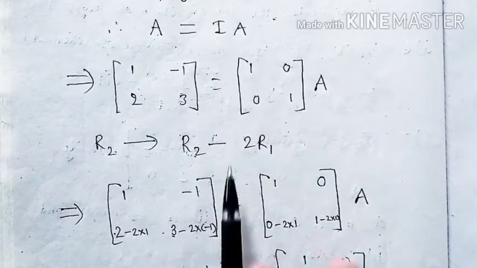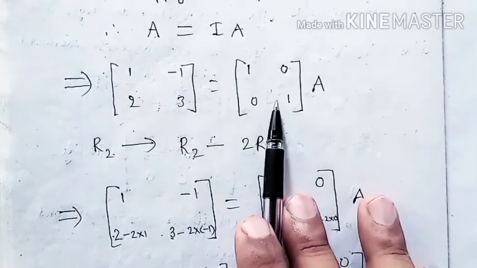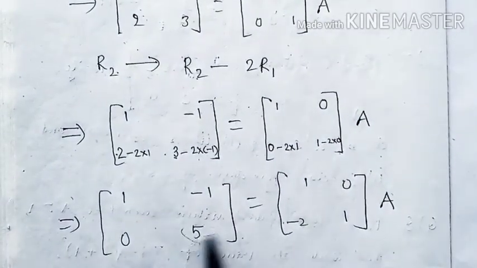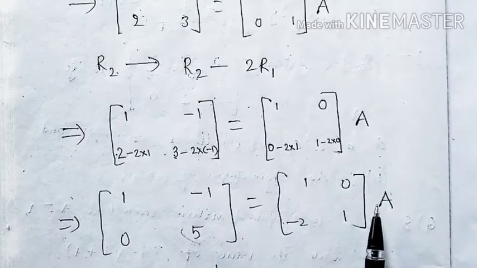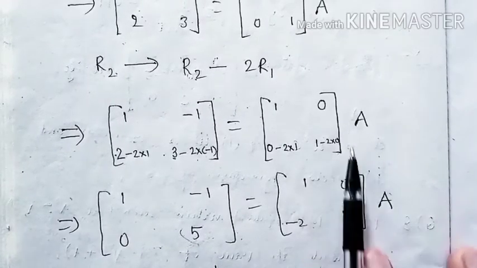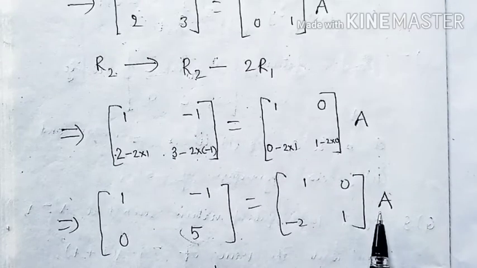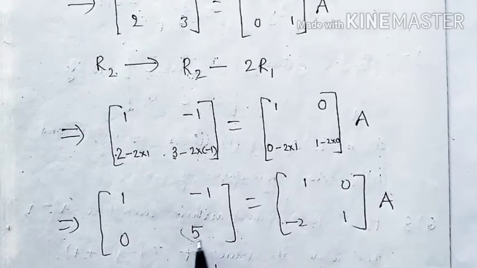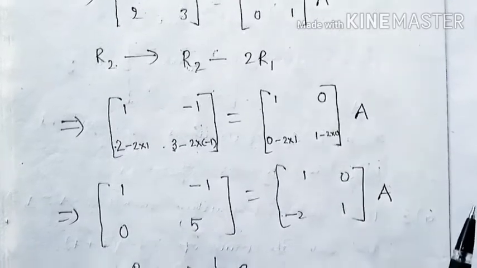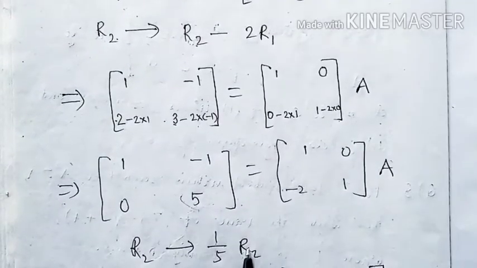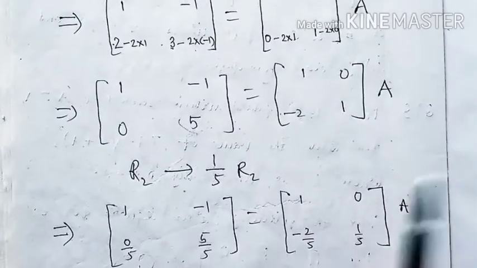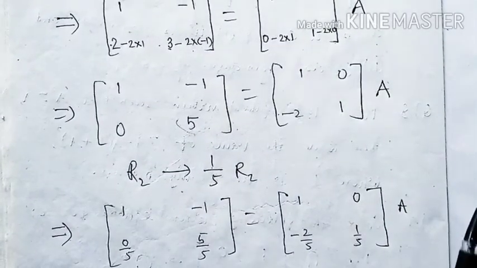These operations will be applied on this matrix. Now after simplification we have this form. This A is carried till the last step. Here we have to transform it into 1. So we have to divide R2 by 5. We have this simplification.